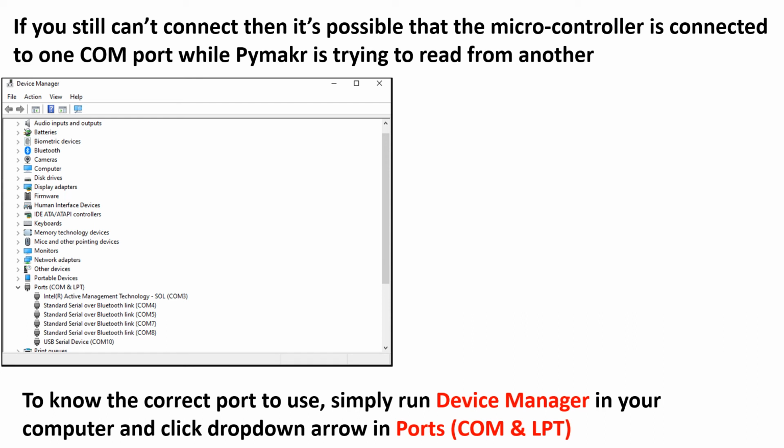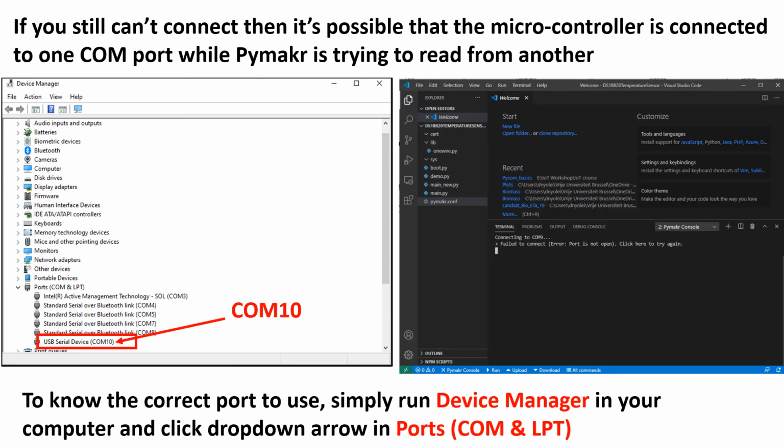And to be able to know if they're reading from different COM ports, you simply go to the device manager and then click the drop-down menu as indicated to be able to see. And from here we can see that the microcontroller is connected to COM 10, while the console was trying to connect to COM 9 as indicated here.